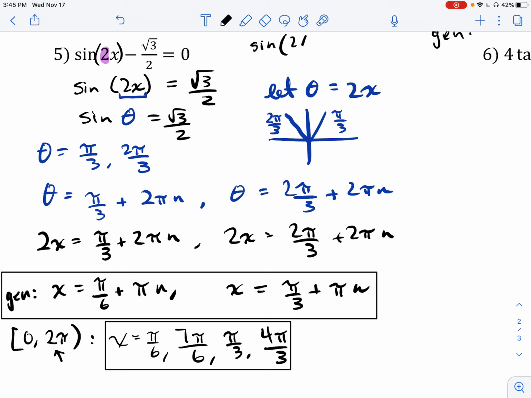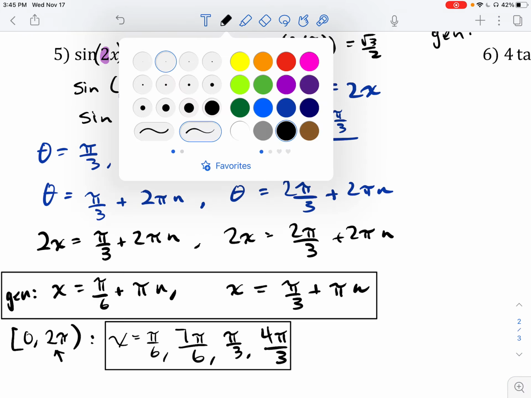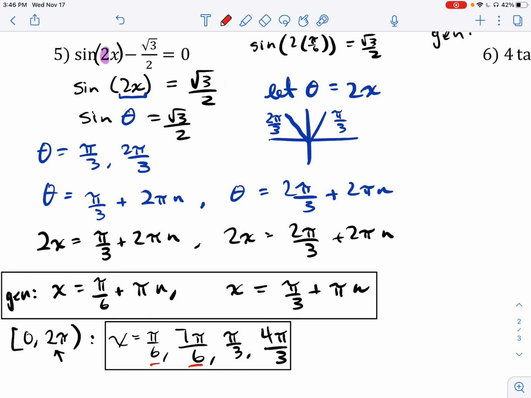Sine of 2 times pi over 6, does that equal root 3 over 2? Sine of pi over 3 is indeed root 3 over 2. And graphically, if we wanted to show these angles, what I just found was pi over 6. When I multiply pi over 6 by 2, I end up at pi over 3. When I take 7 pi over 6, which is over here, and multiply that angle by 2, I'm actually all the way around over here, and so I end up in that terminal position that I'm looking for.